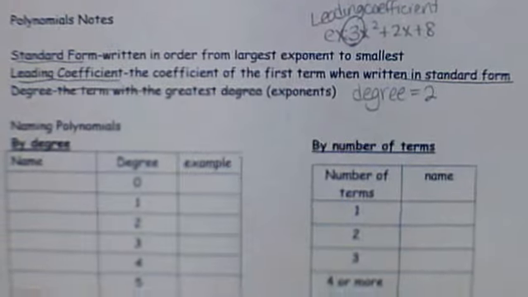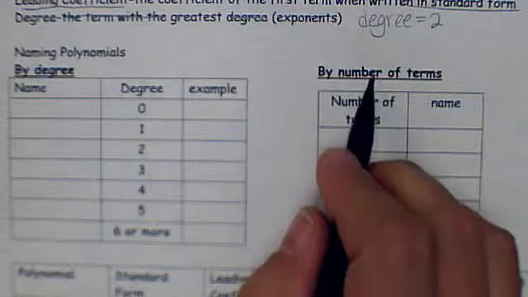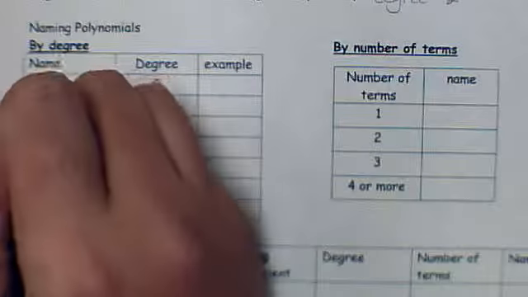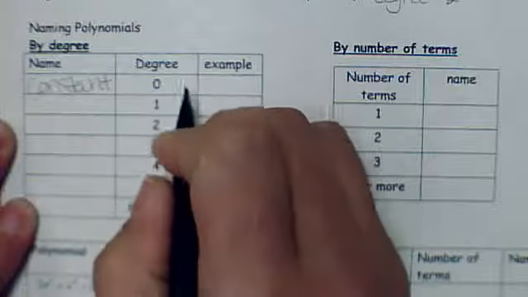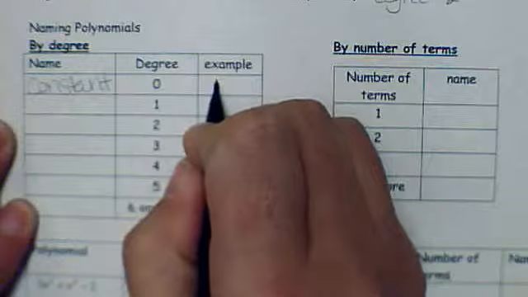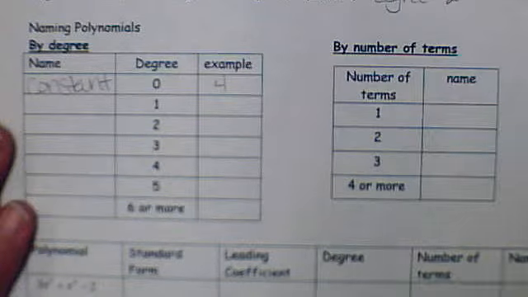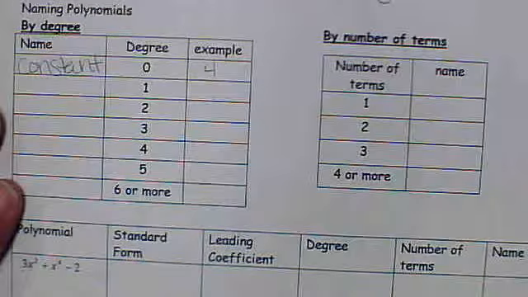We also name polynomials, and we name all polynomials in two ways, by the degree and by the number of terms. So when the degree is 0, it's called constant. And an example of a degree of 0 and a constant is the number 4. The number 5 is a constant, 6 is a constant, 7 is a constant, negative 28 is a constant. Anything that doesn't have a variable and an exponent.